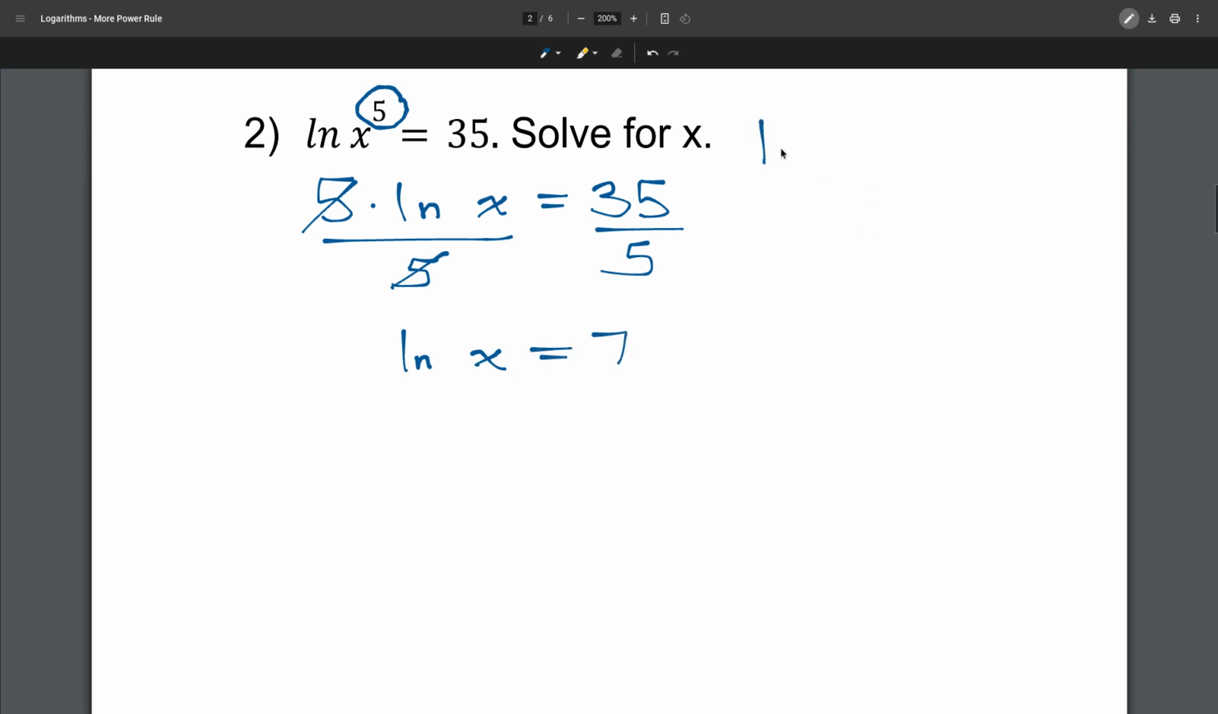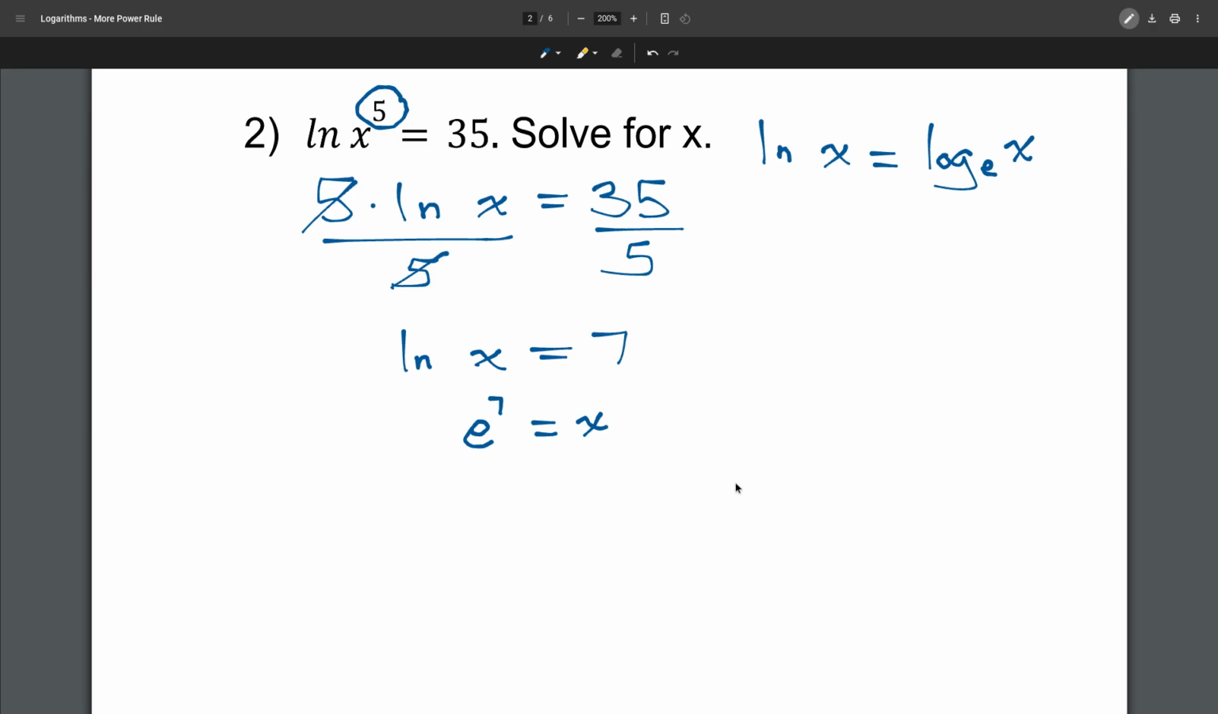Now another way we could write the natural log of x is we could write it as log base e, with e being Euler's number, of x. So that's what natural log is. It's log with the base of e. So when we write this in exponential form, we're going to take the base of e and raise it to the 7th power, and that's going to be equal to x.